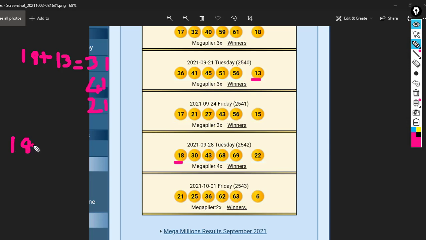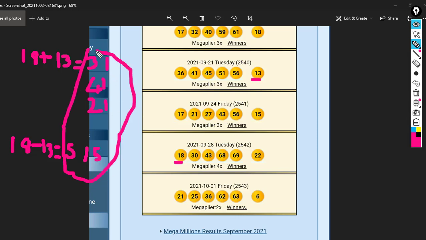And then if you say 18 minus 18, that's 5. 5 plus 10 is 15, minus 10 is invalid. So we have 5 numbers here. We have the number 31, 41, 21, and 15. So out of the 5 numbers, one of the numbers managed to come, which is 21.